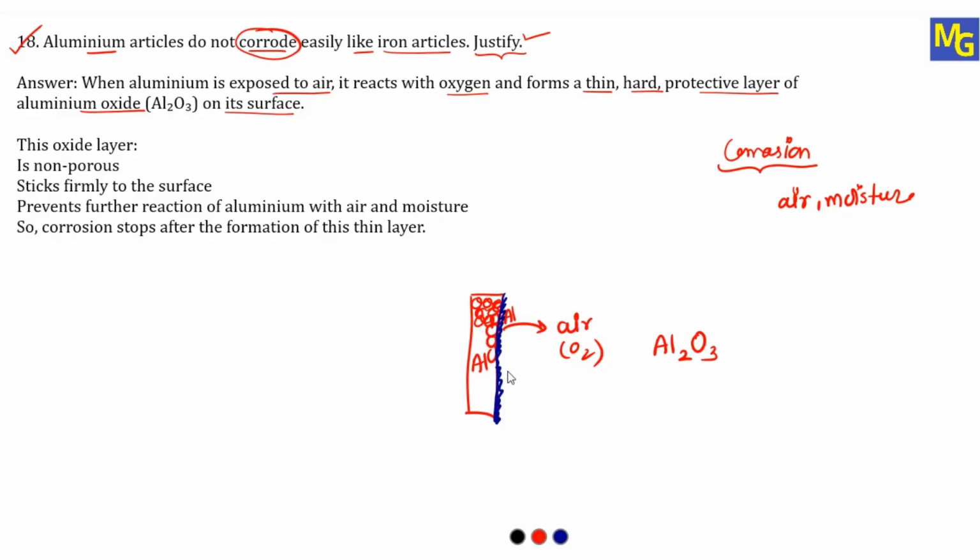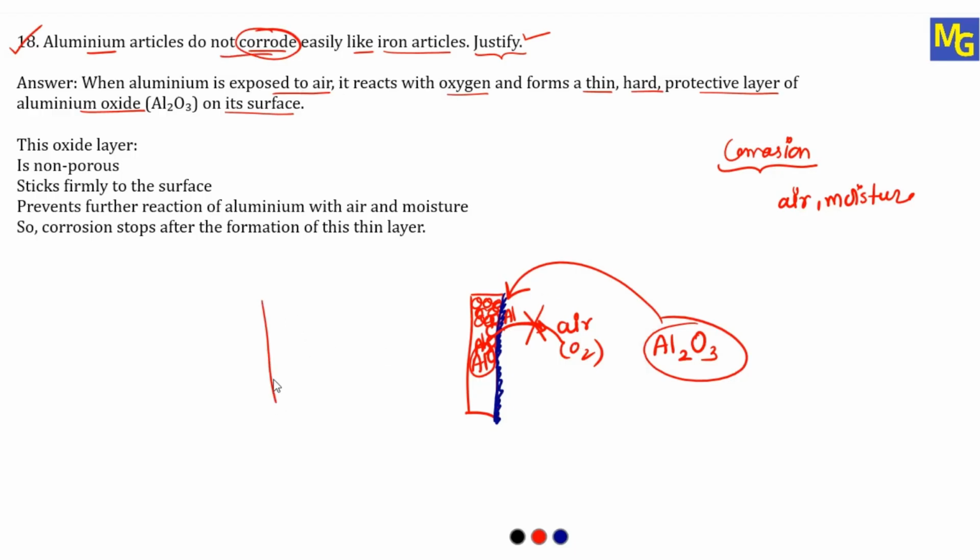And because of this, what happens? The aluminum which is present inside will not come in contact with the air directly, because there will be an aluminum oxide layer in between aluminum and air. So this aluminum oxide will prevent the contact of pure aluminum with the air, and therefore the further corrosion process, the oxidation process, stops, and therefore aluminum articles do not corrode easily.